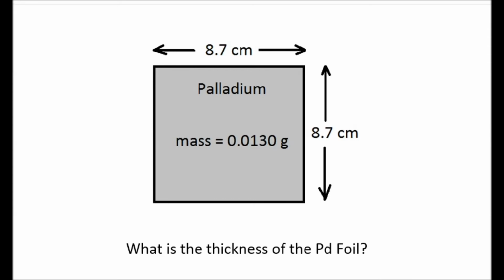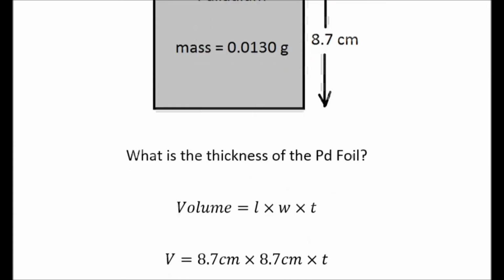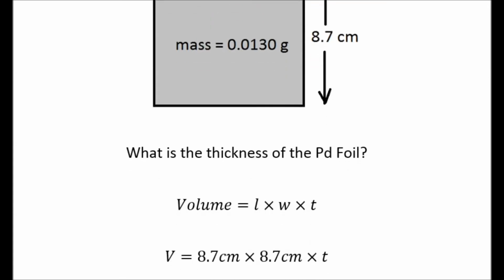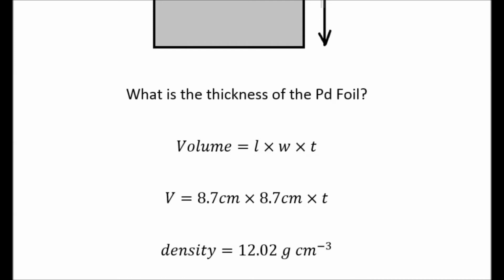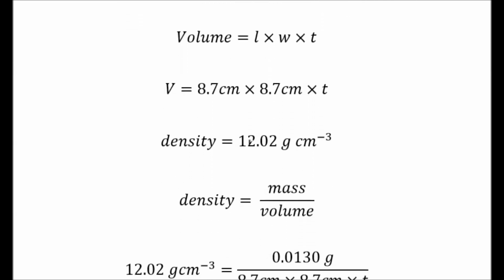And now, how will we measure the thickness? Well, the key, of course, is to use density. So let's determine the mass. Let's determine the volume. The volume is length times width times thickness. The volume is 8.7 centimeters times 8.7 centimeters times T. So the total volume is unknown. We just have T as the unknown part. The density is 12.02 grams per cubic centimeter. That we looked up. It's a fairly dense solid.